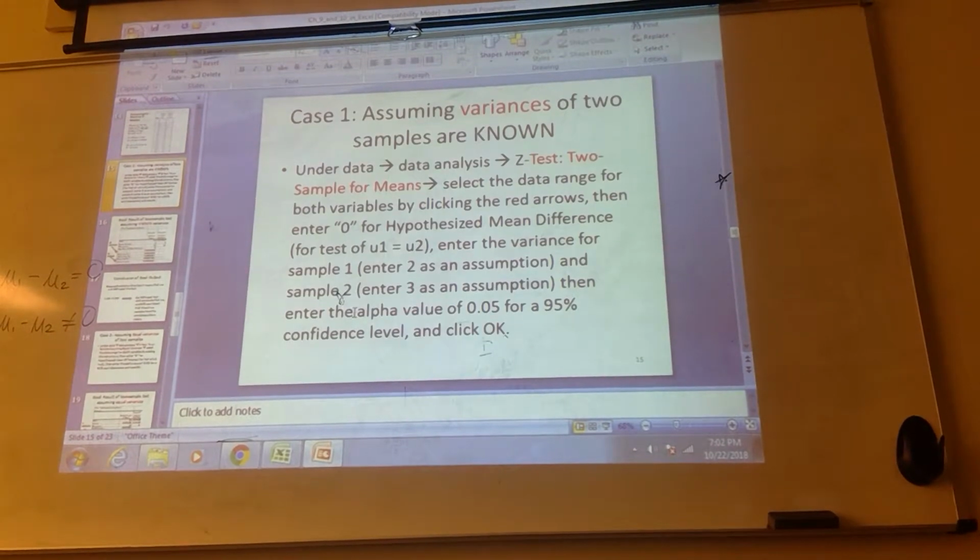So what are we going to do now? We are going to go to data analysis, Z test for 2 sample means. So we're going to do case 1, case 2, case 3. I don't know if we get to any more than that. But so notice, select the data range for both variables by clicking the red arrows, then enter 0 for a hypothesized mean difference. Enter the variance for sample 1 and sample 2, then enter the alpha of 0.05 and then click OK. All right?